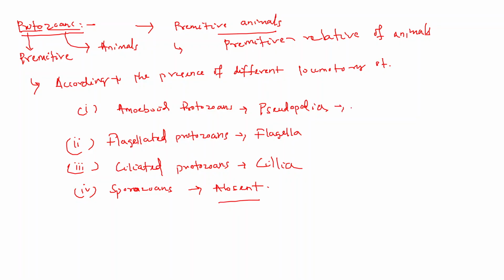Amoeboid protozoans are mainly found in freshwater, seawater, and moist soil. This is the habitat of amoeboid protozoans, and examples of amoeboid protozoans are amoeba and entamoeba.